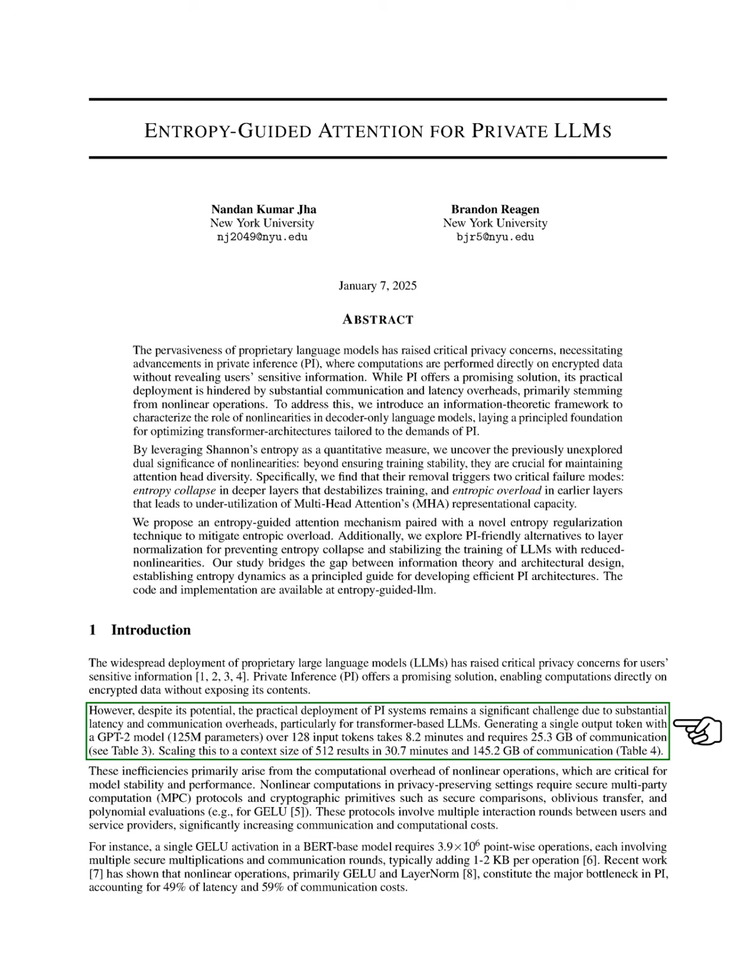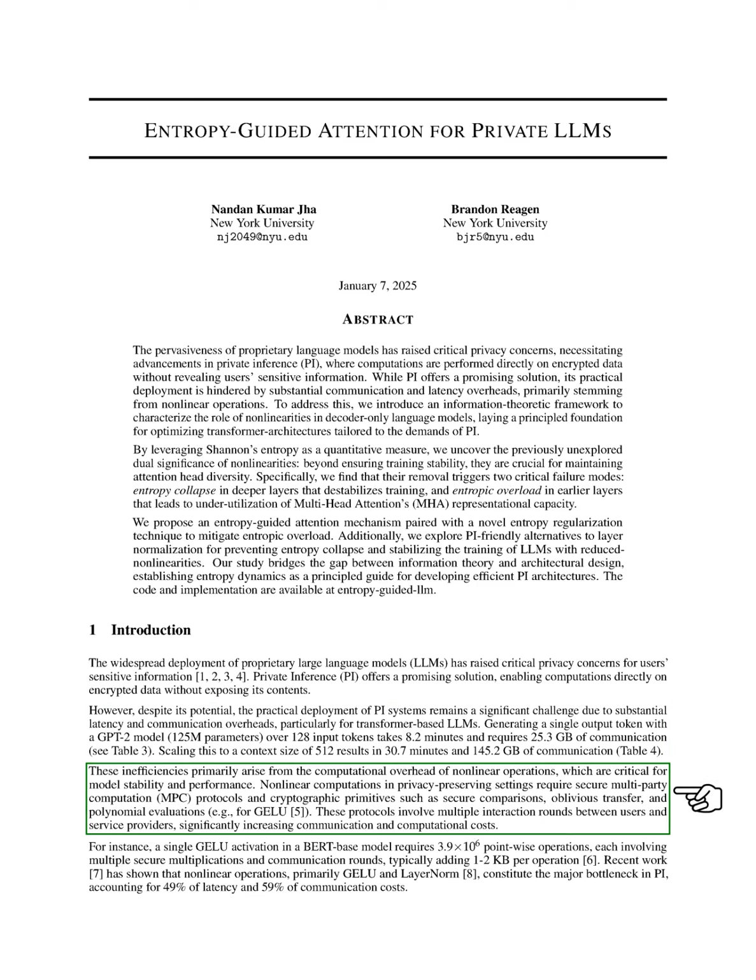For example, generating a single output token with a GPT-2 model takes over 8 minutes and requires significant data transfer, which increases with larger context sizes. These inefficiencies stem from the complex nonlinear operations necessary for model performance. In privacy-preserving contexts, these operations rely on secure multi-party computation, MPC, protocols and cryptographic techniques, which involve multiple rounds of communication, further increasing costs.